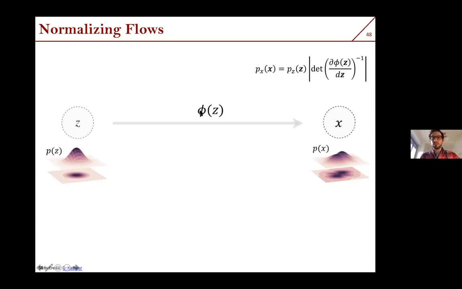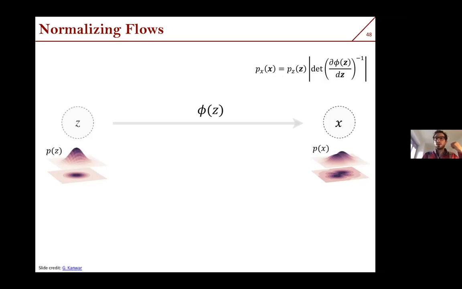If I have some function that takes some random variable z and outputs some random variable x through a transformation phi, then the probability distribution of x and the probability distribution of z are related through the change of variables formula: p of x equals p of z times the determinant of the Jacobian of this transformation. This is basically saying, however phi squeezes and stretches the volume, we need to take that into account in order to compute the probability of x if we knew the probability of z.